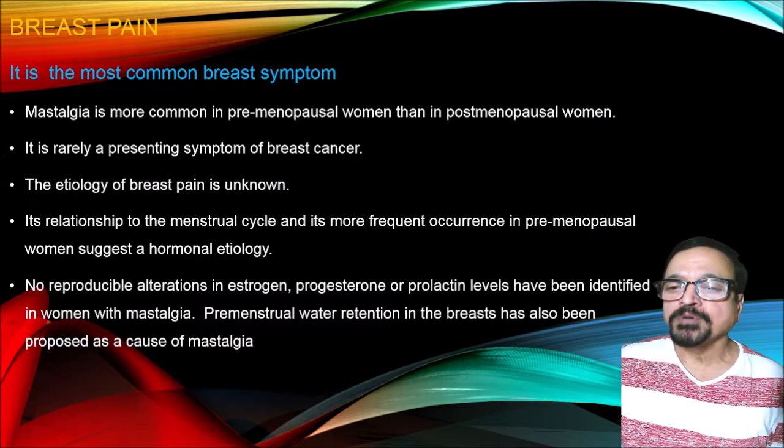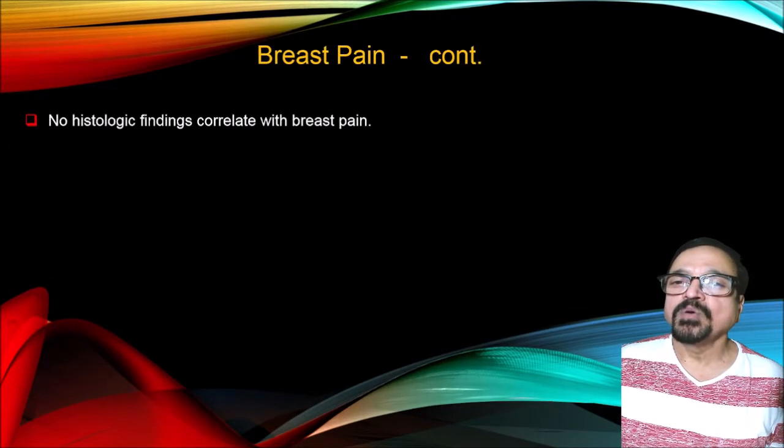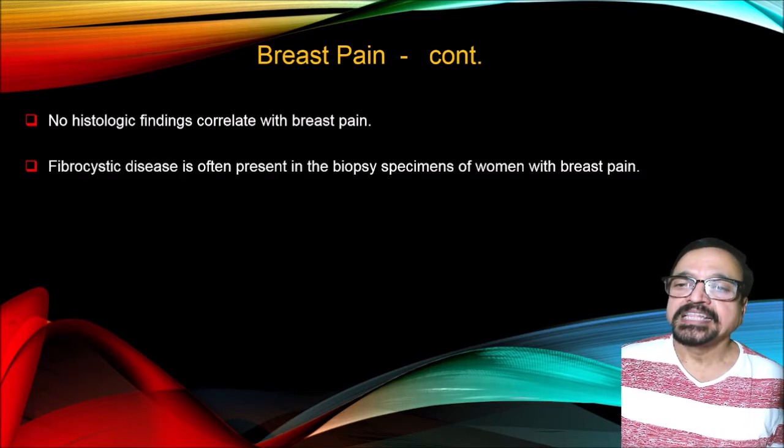No reproducible alteration in estrogen, progesterone or prolactin levels has been identified in women with mastalgia. Premenstrual water retention in the breast has also been proposed as a cause of mastalgia but not proved. Now we are continuing on the same line. No histologic finding correlates with the pain, that is, mastalgia.